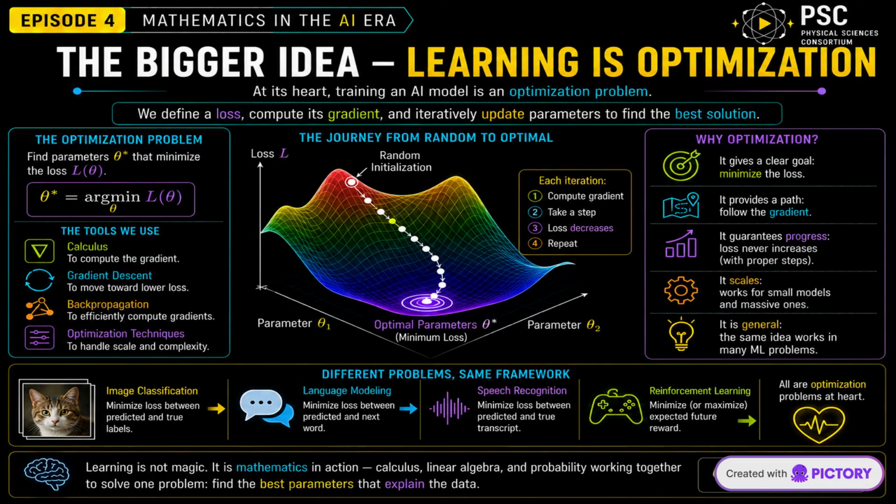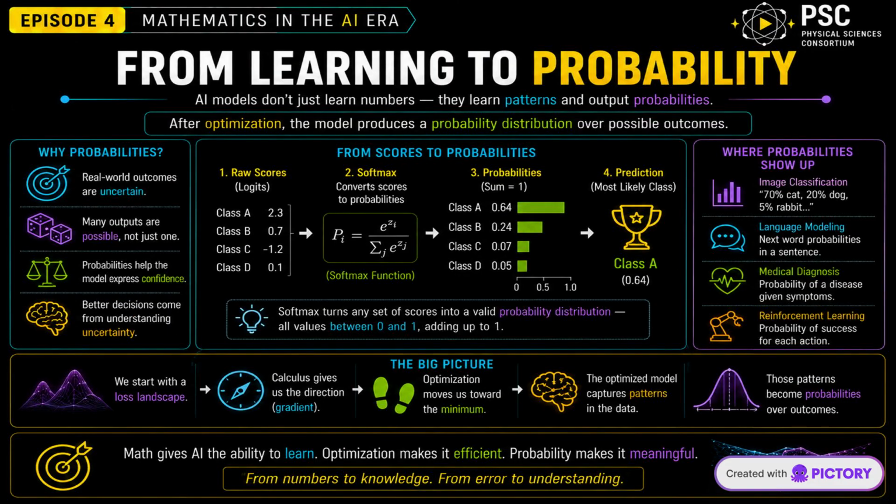Define a loss, calculate its gradient, update the parameters, and repeat. Whether AI recognizes images, generates language, understands speech, or learns through rewards, mathematics turns learning into a systematic search for better solutions. We have now seen how mathematics allows AI to learn by minimizing error.